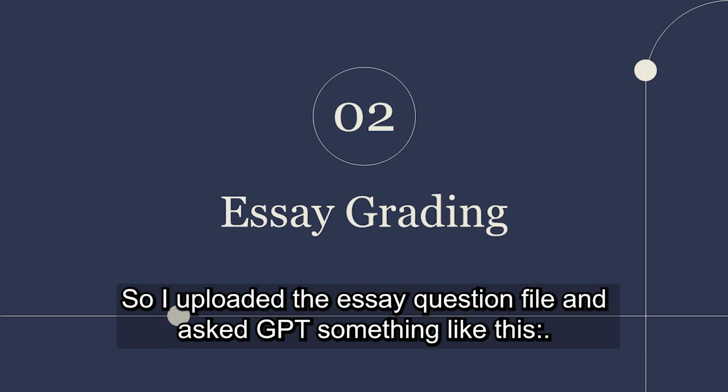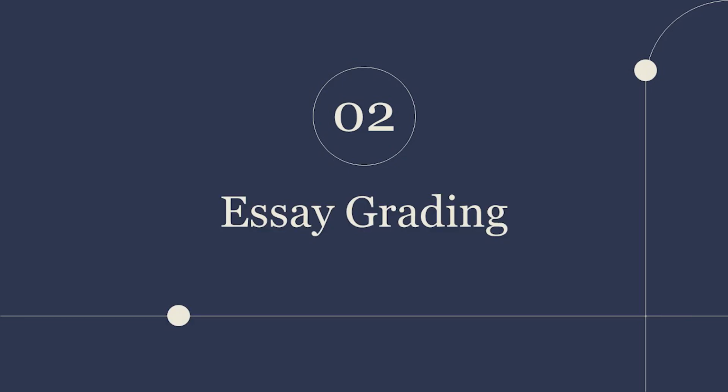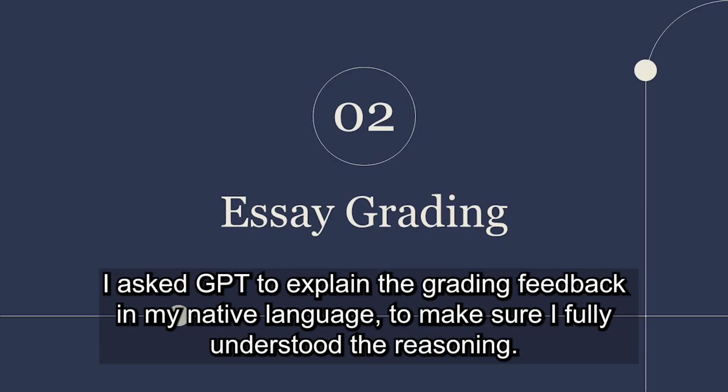So I uploaded the essay question file and asked GPT something like this: "I'm practicing for the California bar exam. The file below is my answer to the attached question. Please tell me if I missed any major issues and point out important grammar errors. Then grade my answer based on your criteria and create a model answer that improves my version." I asked GPT to explain the grading feedback in my native language to make sure I fully understood the reasoning.